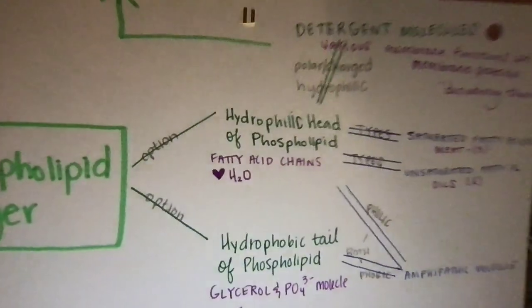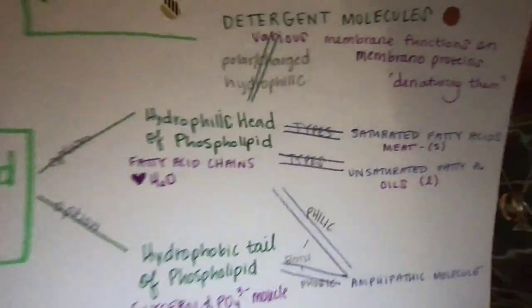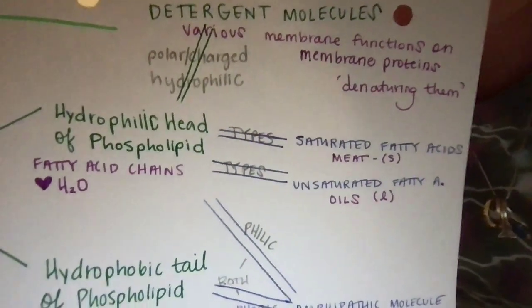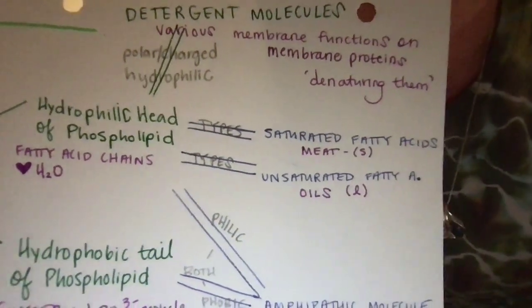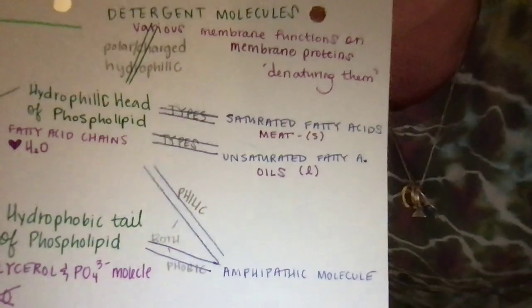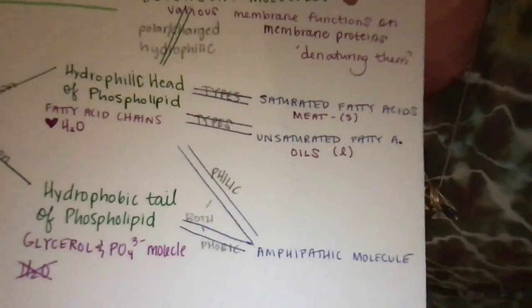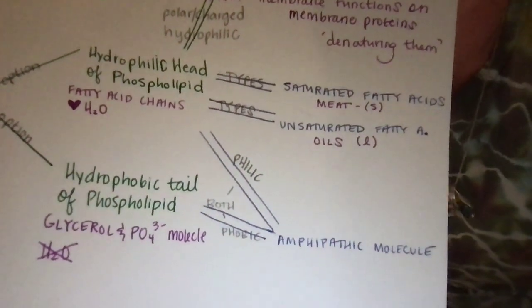Talking more about the phospholipid, we'll go into saturated fats and unsaturated fats, so the two different types. Of course, your saturated fats you'll get from meat, and they're in a solid form. The unsaturated fats are in a liquid form, such as oils.